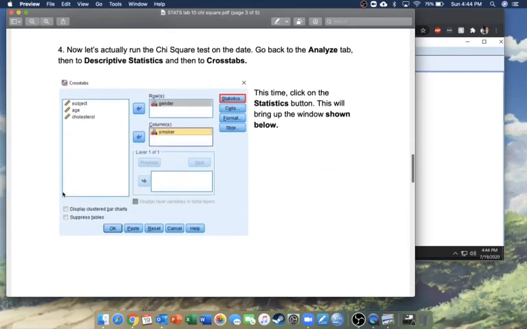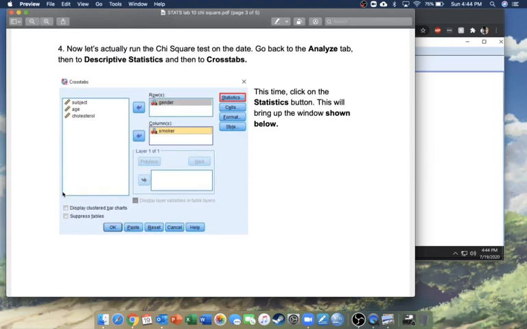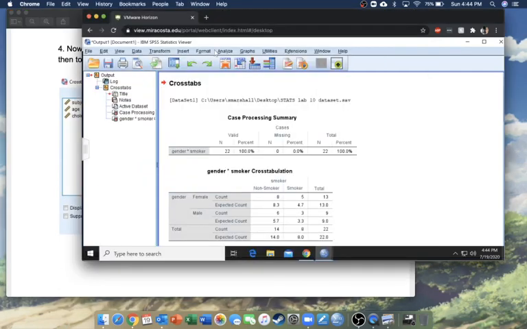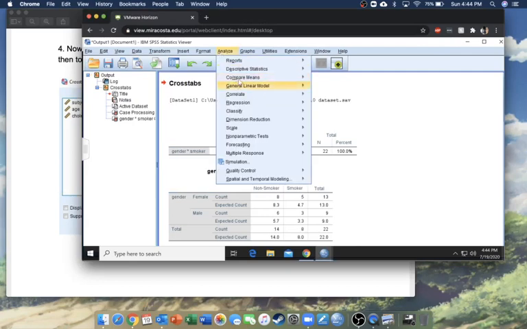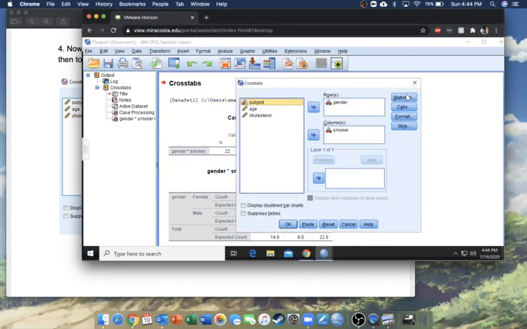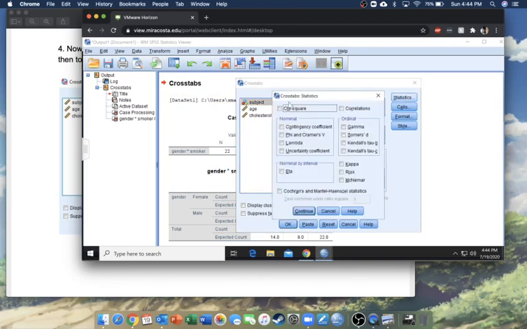All right, so the next thing that we're going to do is actually have it run the hypothesis test, have it run a probability test, a chi-squared statistic on the data. So we're going to go back to the Analyze tab and then to Descriptives and to Crosstabs again. So Analyze, Descriptive Statistics, and Crosstabs. And this time we're going to click into Statistics. So we're going to click on the chi-square. That's what we've learned to calculate.